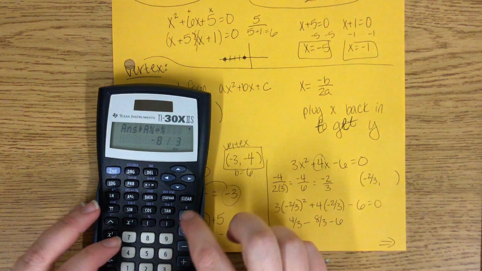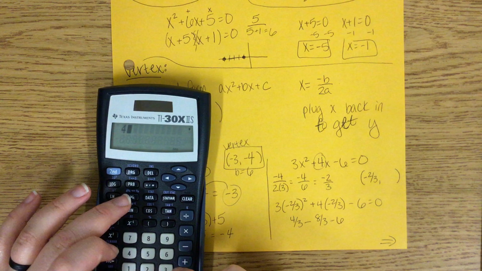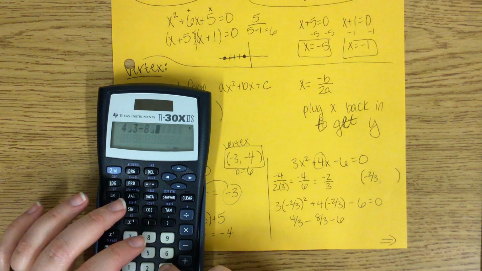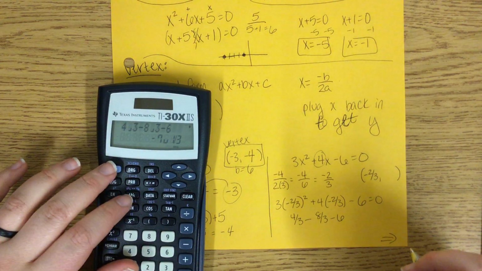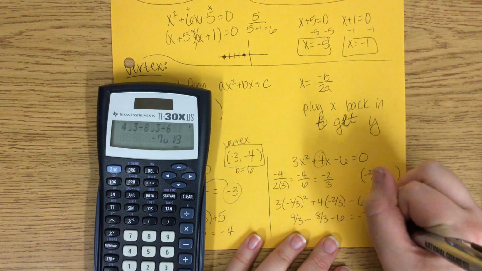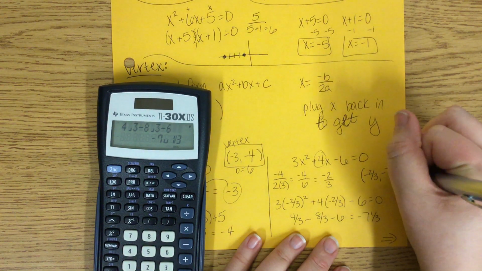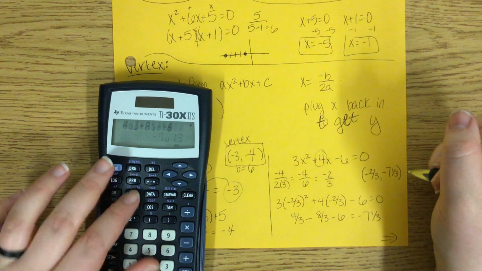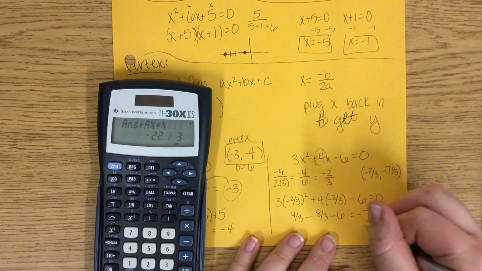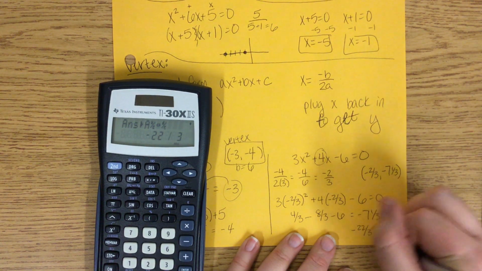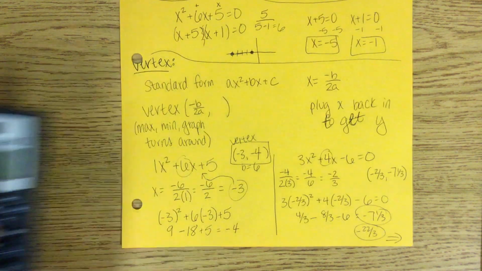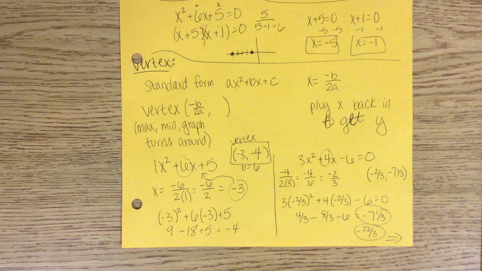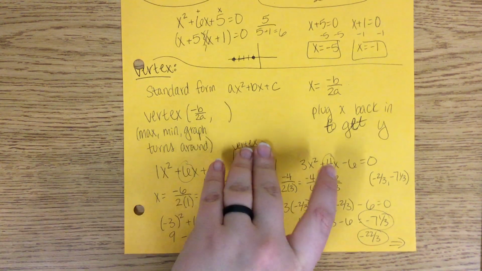Okay, so 4/3 minus 8/3 minus 6 is negative 7 1/3. You can use that. Or if you like improper fractions like me, that's negative 22/3. Okay. So that's how we find the vertex. That vertex point is always helpful. It's super crucial to know how to find that. It's going to come in very handy.